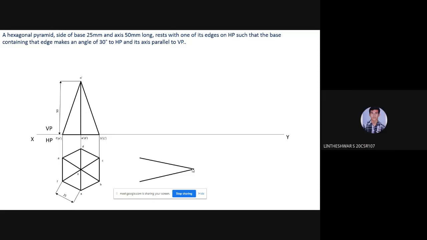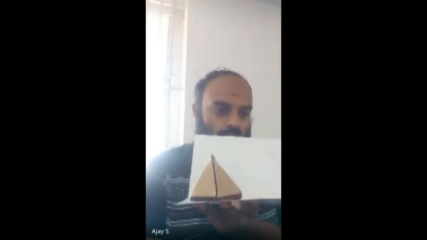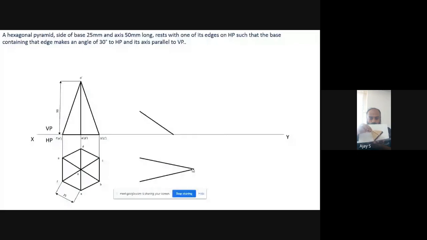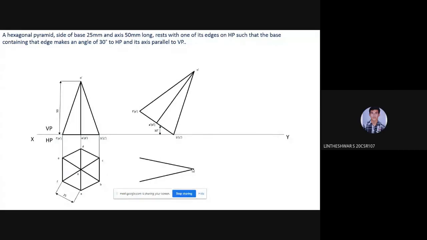Now the question says the edge containing this will be rotated to an angle of 30°. I can rotate either this or this face, anything. So as the question says, I'll be rotating it like this, 30°, the same thing I rotated. Is this question the same?